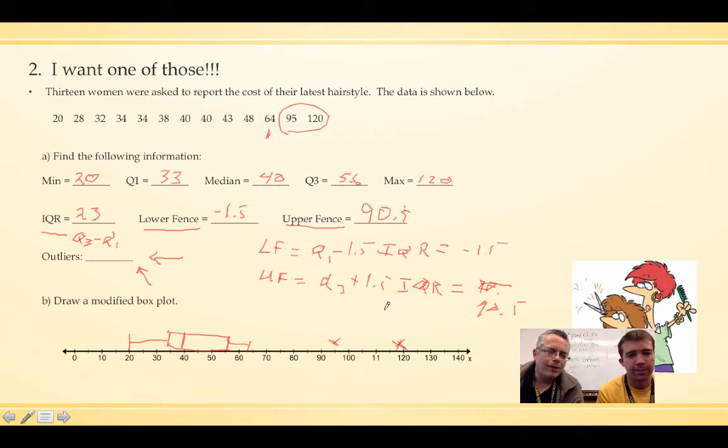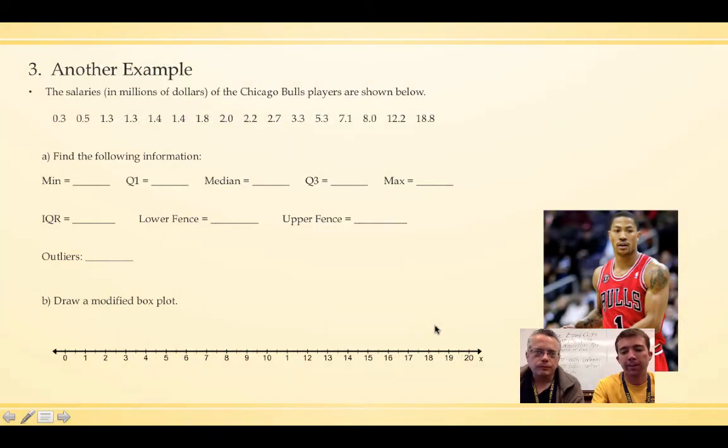Okay, so without the outliers, we see most of the graph is down here. A typical value is the median, 40. These are way above the typical value. All right, so that's a modified box plot. Okay, let's try one more.